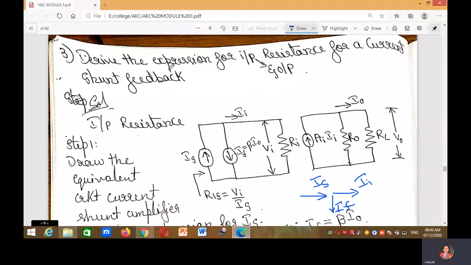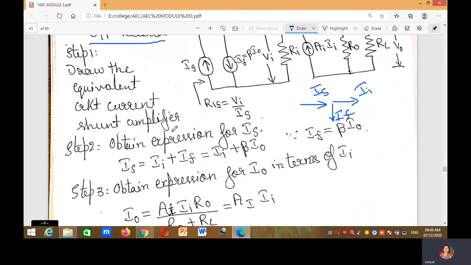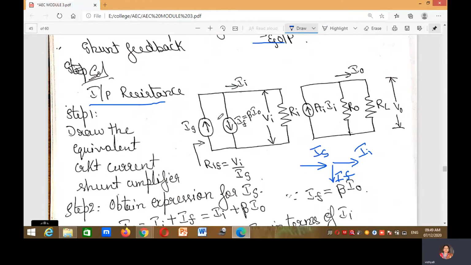Today we shall discuss how to derive the expression for input resistance and also output resistance for current shunt feedback. First, input resistance. Step 1: draw the equivalent circuit of the current shunt amplifier. This is the circuit for the current shunt amplifier.